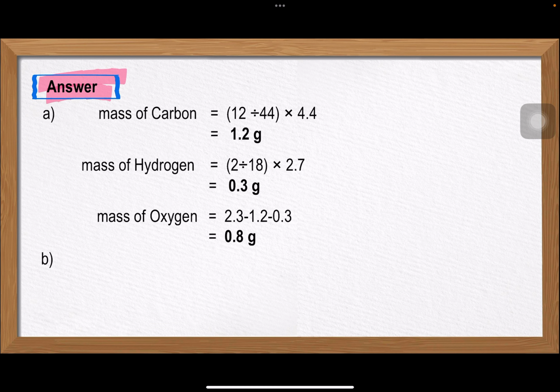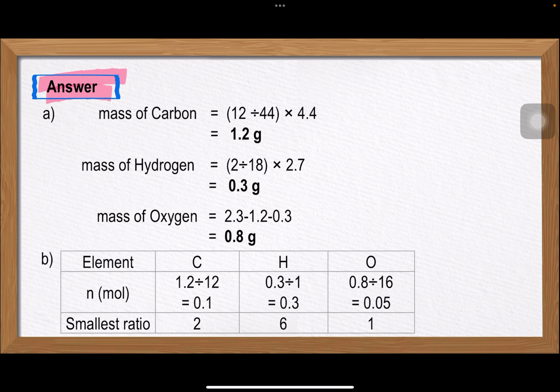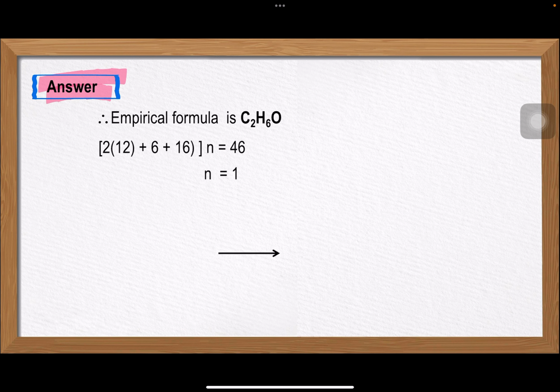So as usual, when you get the mass, you can calculate the empirical formula, C2H6O. And then from the empirical formula, you can get the molecular formula, because you already know the mass of the compound is 46. So you can get then N is equal to 1. So molecular formula is same as empirical formula, C2H6O.